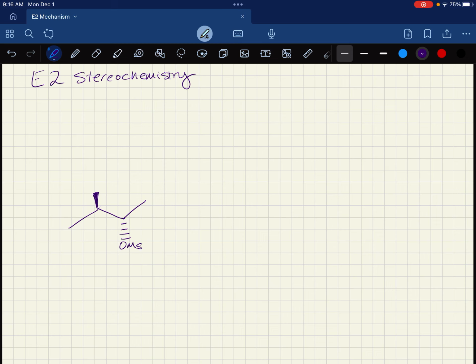This video is about the stereochemistry of the E2 reaction. The E2 reaction, again, is going to be a concerted reaction where all three of the arrows that we draw, the proton transfer, the pi bond formation, and the leaving group leaving, all occur simultaneously. This is also going to be a stereospecific reaction.